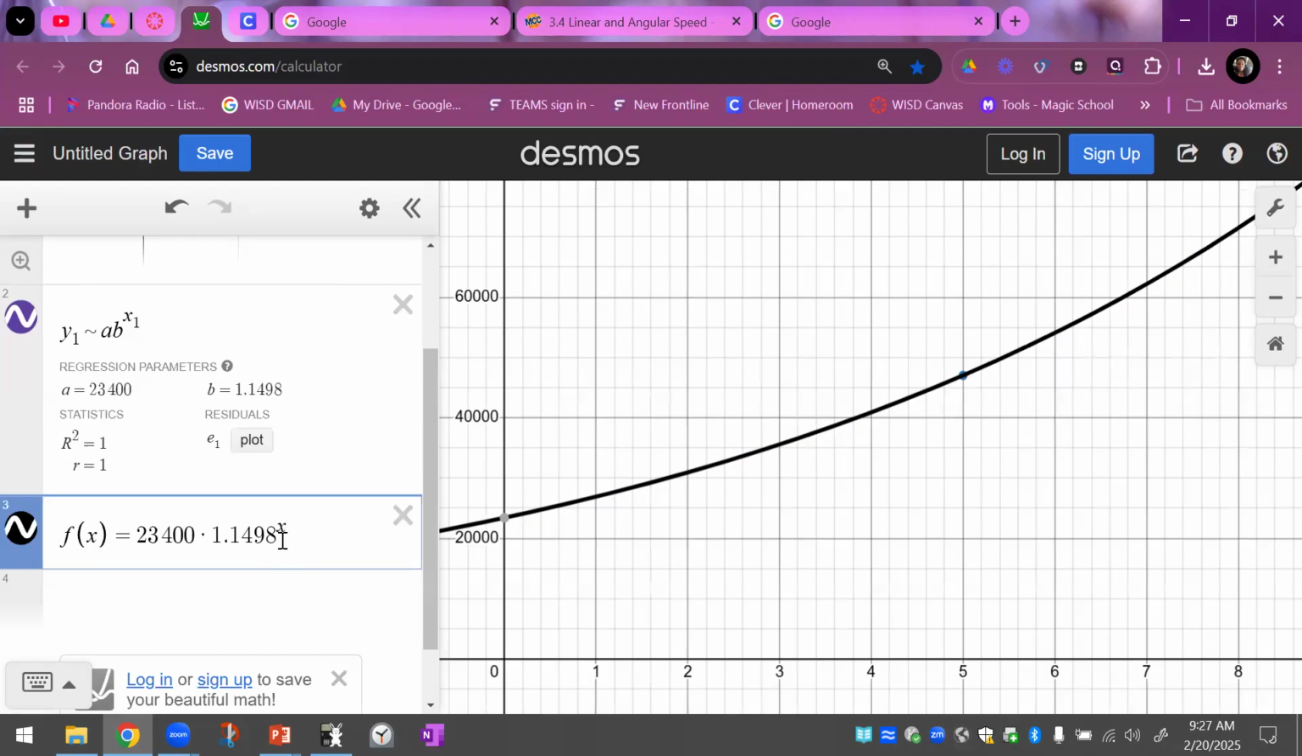So we have to change the years to 0 and 5. My graph doesn't look like that, so go right here. No, auto. Oh, yep.